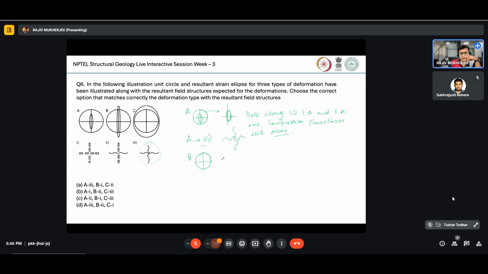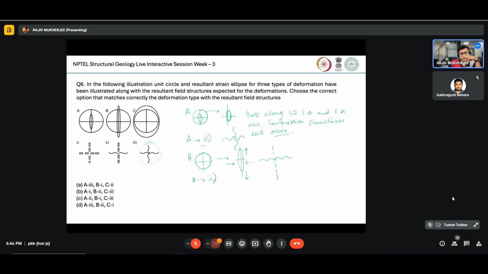We have gone to this state. So we have compressed along this direction, but we have extended along this direction. So while compression along this direction will produce a fold, extension along this direction will create Boudinage, right? So in this case, B matches with 2.